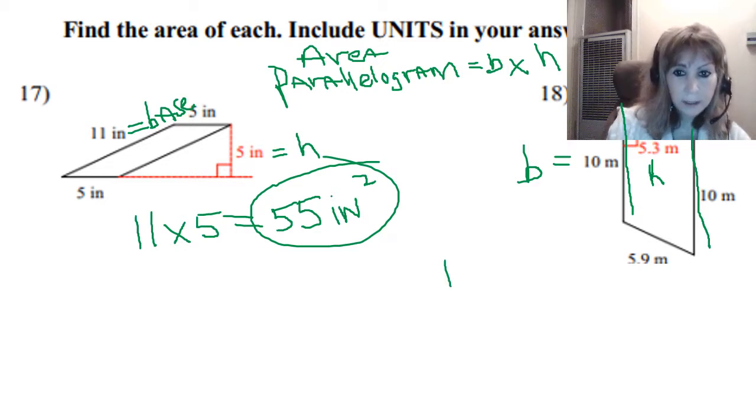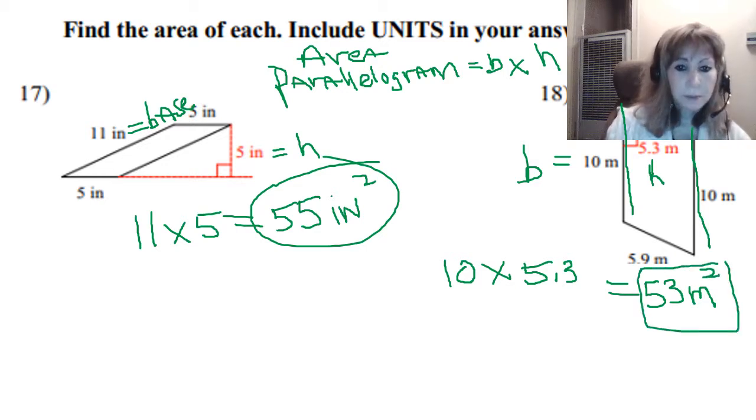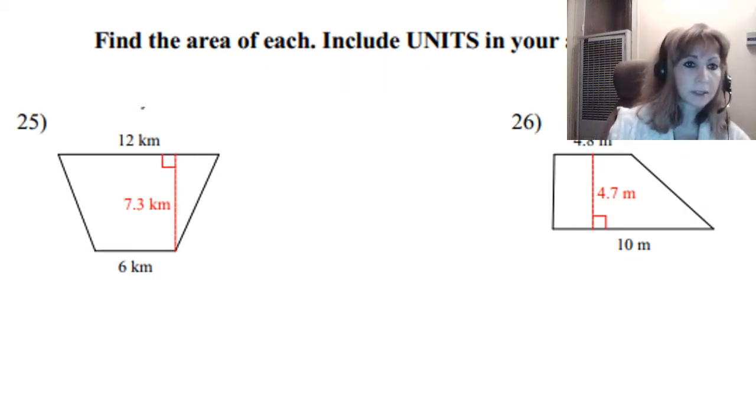So it's base 10 times height 5.3, and that just means you move the decimal over 1. So it should be 53 meters squared. Whenever you multiply by 10, you just move 1 over. Multiply by 100, you move 2 decimals over.